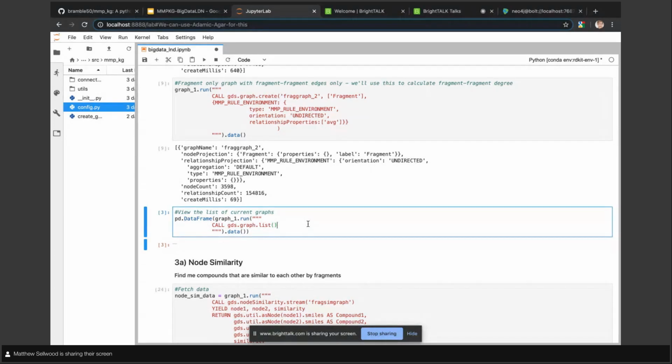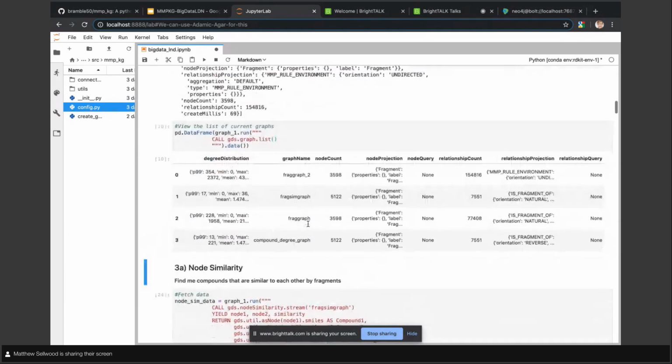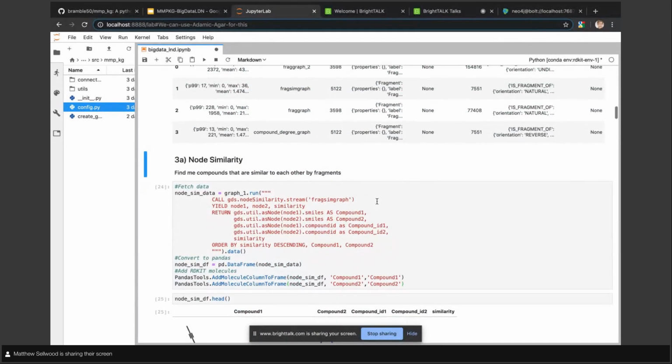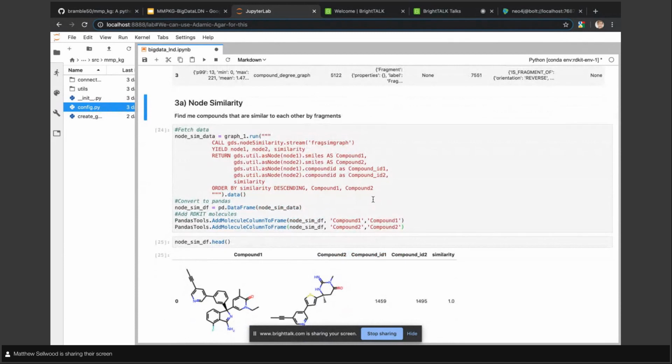It keeps it nicely separated, so you make sure that you're running your graph query on the right subset of your data. So now we can just check to see that they're all loaded. Yeah, here we go. Here we've got our 4 graphs that we've just run. And now we can jump into node similarity.